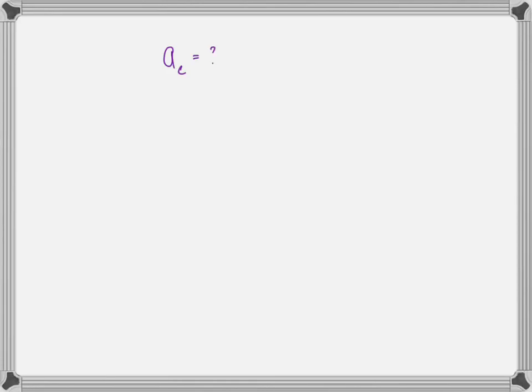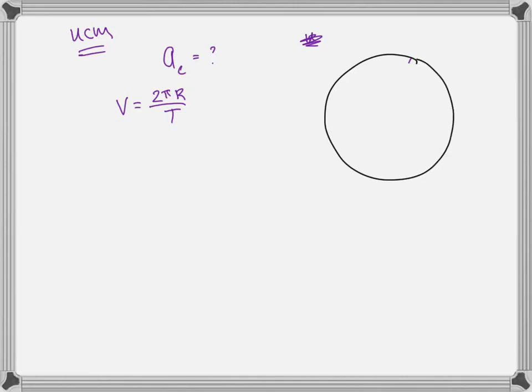Well, let me go back and remind you that for uniform circular motion, UCM, V is 2 pi r over period. Now, we're going to use a mathematical argument here. It is a completely valid argument, but it's a mathematical argument. You've got to pay a little bit of attention to understand.